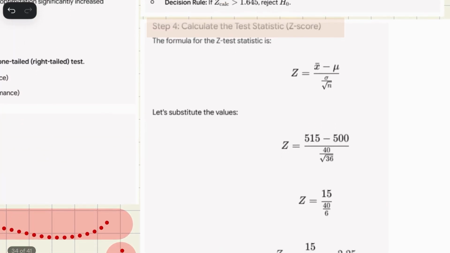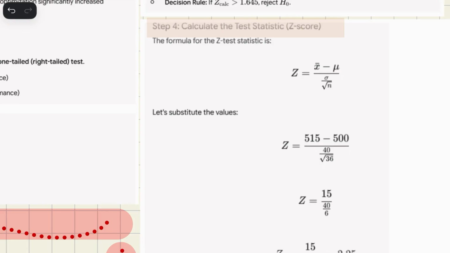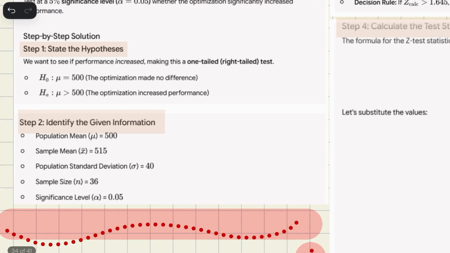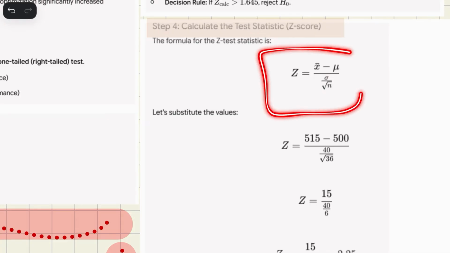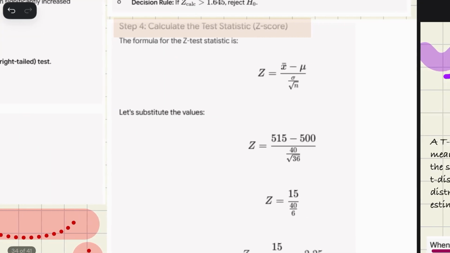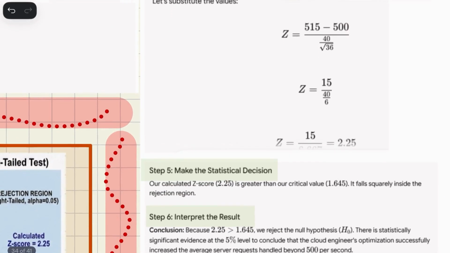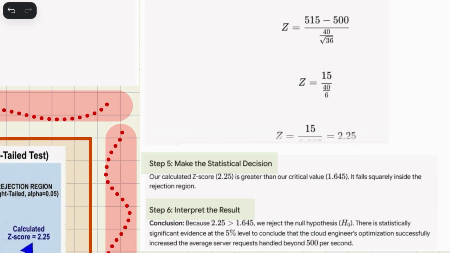So let us quickly calculate the test score. To calculate the Z test score, we have a particular formula. The formula directly states that the Z test statistic is equal to the sample mean minus the population mean, divided by the standard deviation divided by the root of the number of samples. We have all this information right over here, which we have already written down. So we'll just put in the values and calculate. Our Z score comes out to be 2.25. So this is the calculated Z score.